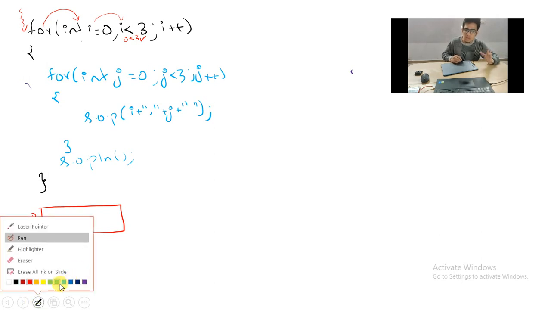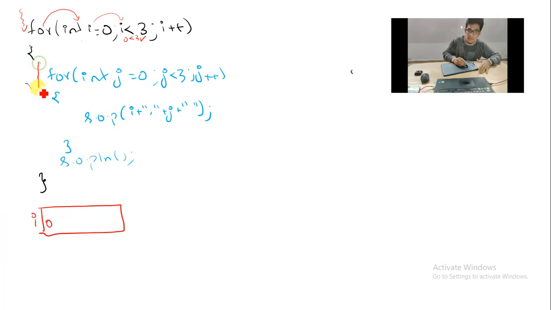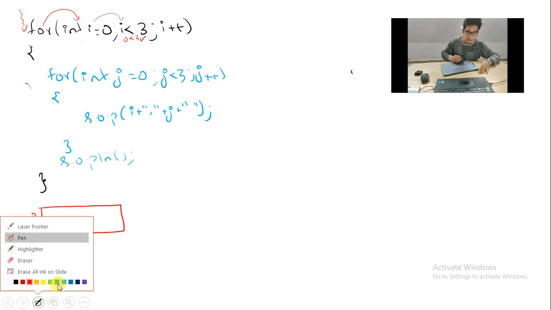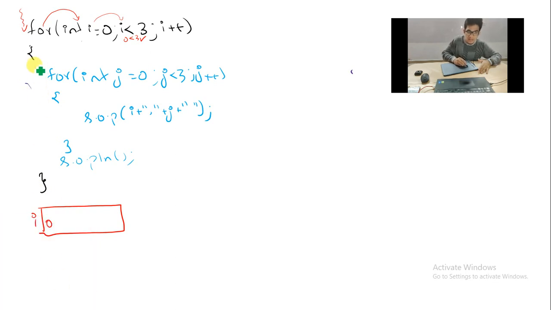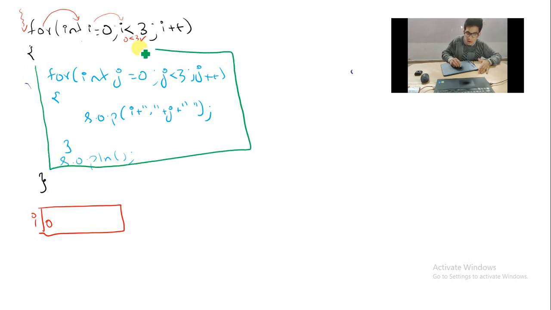Now the question is, what is the body of the i loop? See, I'll be changing the color here. What is the body of the i loop? This whole thing, whatever you are seeing, this is the body of the i loop. There are two statements in the body of the i loop. One is the j loop, one more is println. So this whole thing is the body of the i loop. So yes, we'll check the condition again. Is 0 less than 3? Yes, 0 is less than 3.